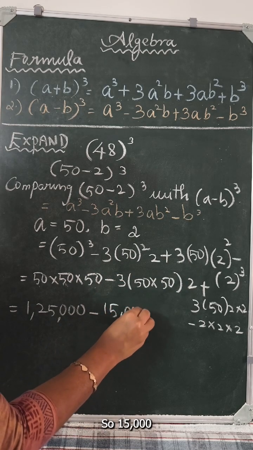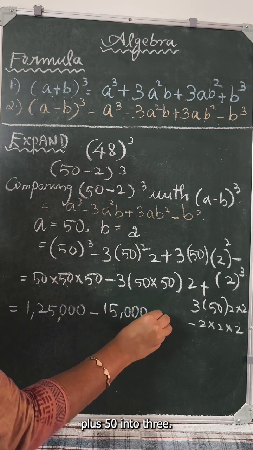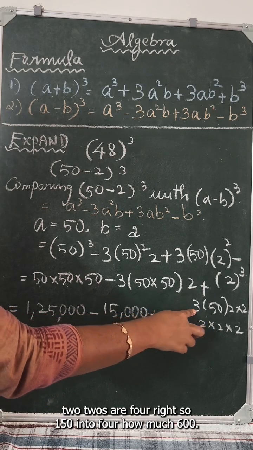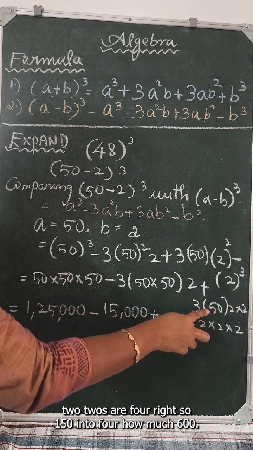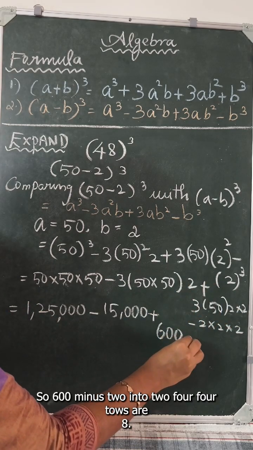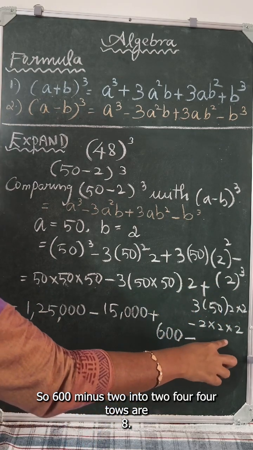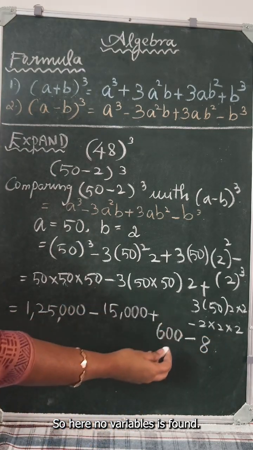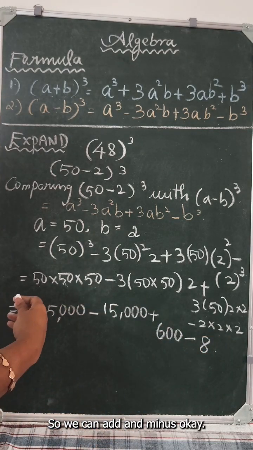So 15,000 plus 50 into 3 how much? 150. So 150 into 2 2s are 4, right? So 150 into 4 how much? 600. So 600 minus 2 into 2, 4, 4 2s are 8. So 8. Here no variables are found, so we can add and subtract.